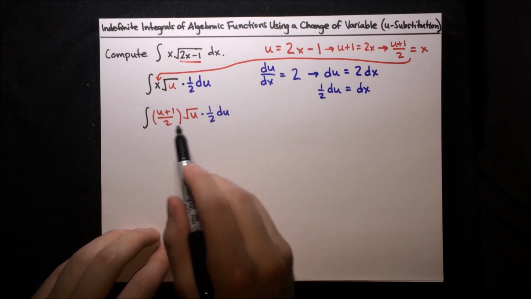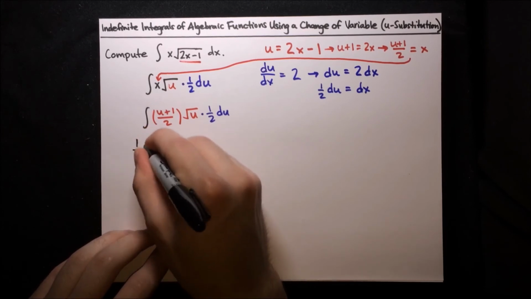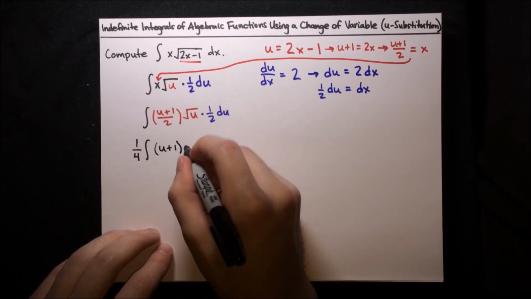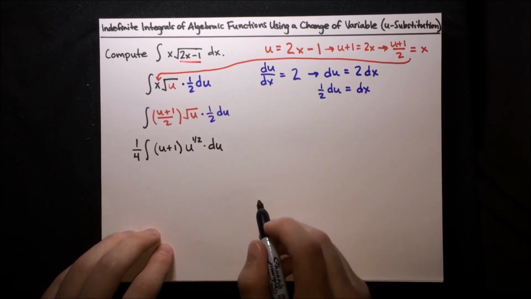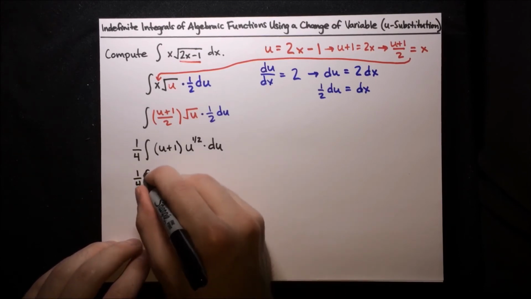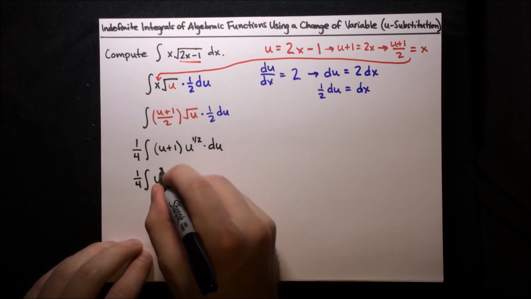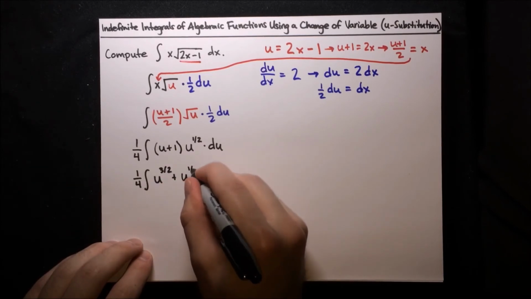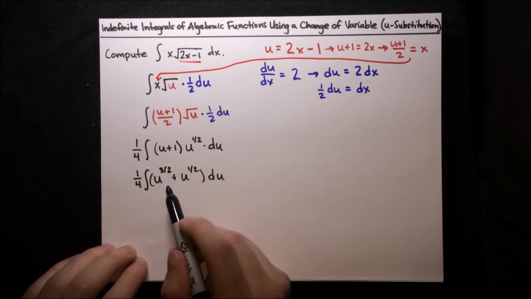So let's move the halves out. A half times a half is a fourth. So let's move that out of the integral. So a fourth integral of u plus 1. And let's write that root u as u to the half, times du. All right, so now let's go ahead and distribute this and we'll get some powers of u. So 1/4 integral, u times u to the half is just u to the 1 plus a half, or just u to the 3 halves, and then plus 1 times u to the half, so just plus u to the half, all that du.